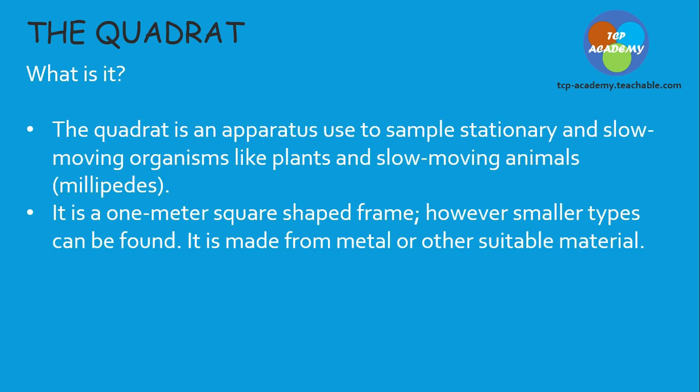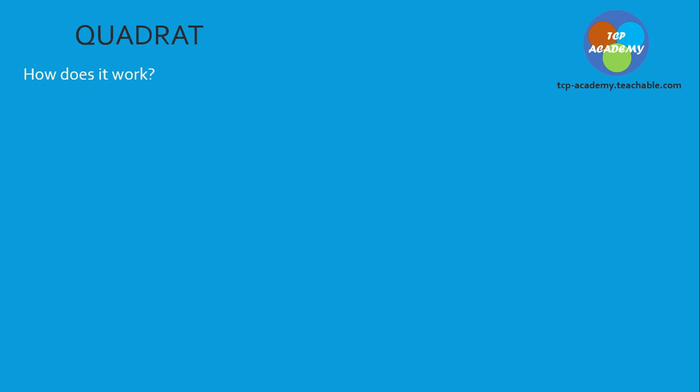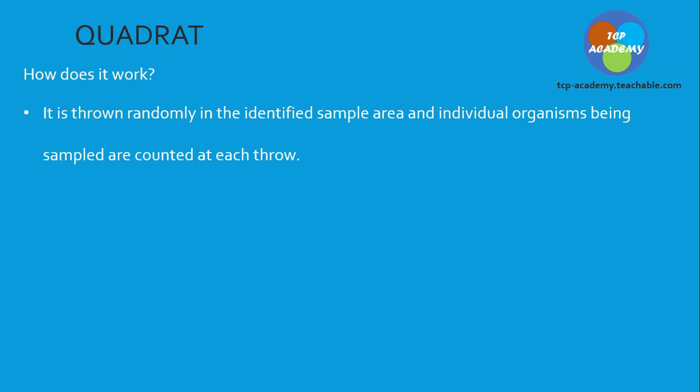The quadrat is an apparatus used to sample stationary or slow-moving organisms like plants and slow-moving animals, for example, millipedes. It's a 1 meter square shaped frame. However, smaller types can be found. It is made from metal or other suitable material. In my class, when I give the kids a project to make a quadrat, they tend to make it from PVC pipe.